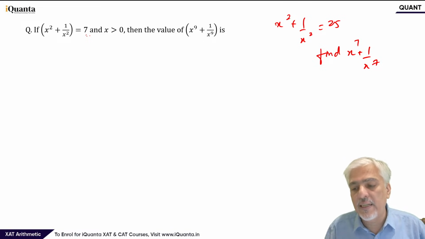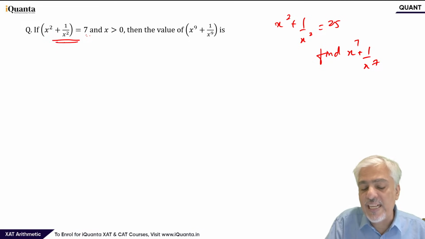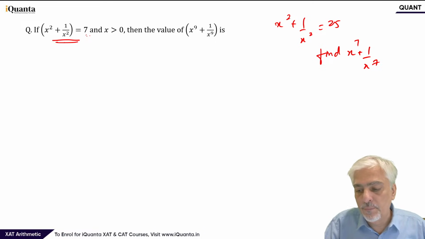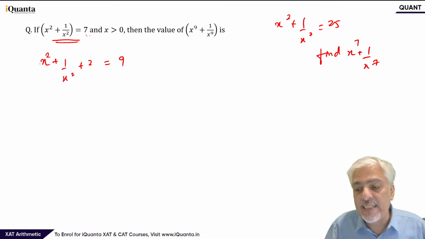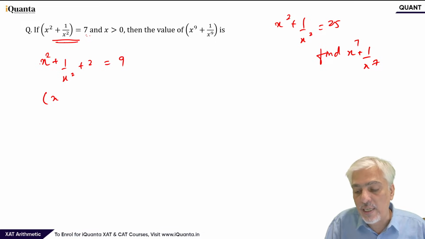Now, based on that, how do you do this? Whenever you have such a question, first always find x plus 1 upon x, because you will need that. So x square plus 1 upon x square plus 2 is 27. Adding 2 on both sides, so x plus 1 upon x becomes 3.